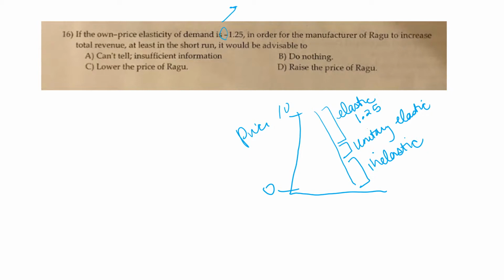well, we can tell, we don't want to do nothing. If we raise the price, we're getting a smaller and smaller revenue. So we want to lower the price of Ragu, because if we lower the price of Ragu, we're going to go down closer to unitary elastic, which would be a larger revenue in the short run. Okay?